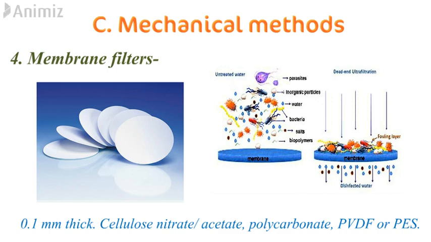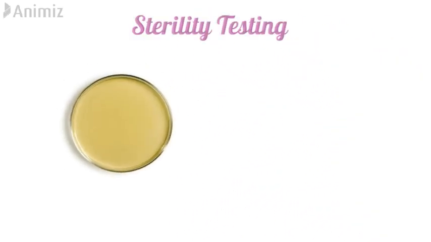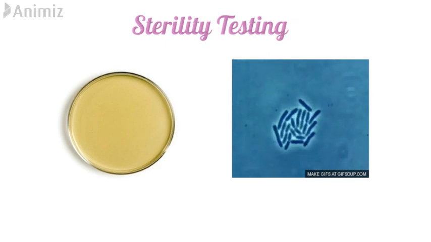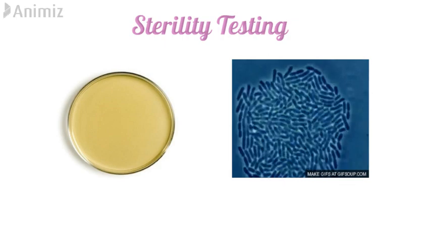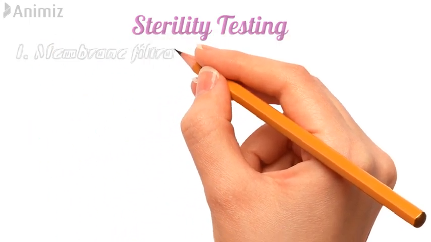Now, to check whether these sterilization techniques have actually killed all the viable microorganisms or not, we do a validation test called the sterility testing. It is based on a principle that if bacteria, fungi are placed in a medium which provides nutritive material, moisture, pH, and kept at a favorable temperature, the organisms will grow and their presence can be indicated by the turbidity in the original clear medium. Sterility testing is done by two methods.